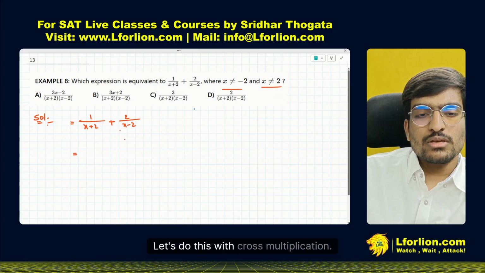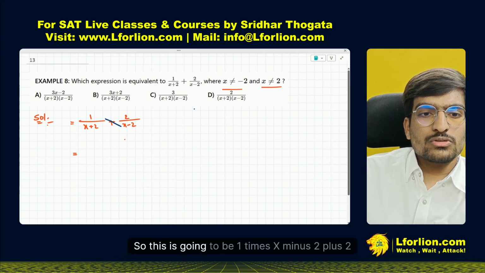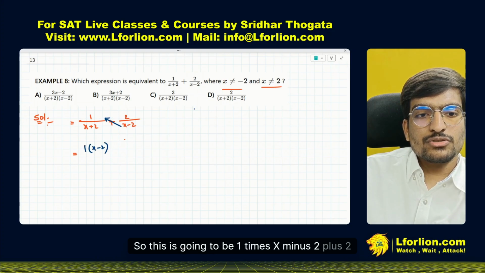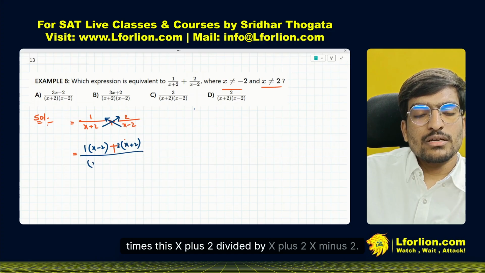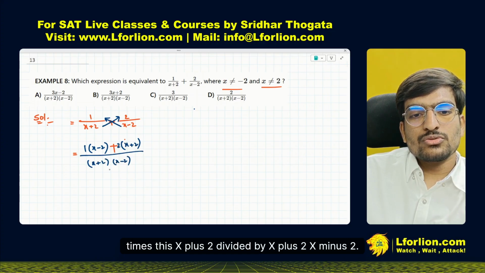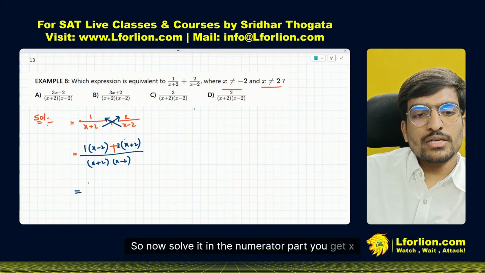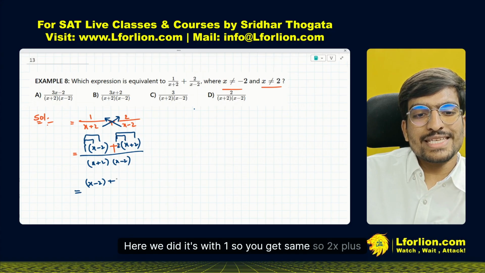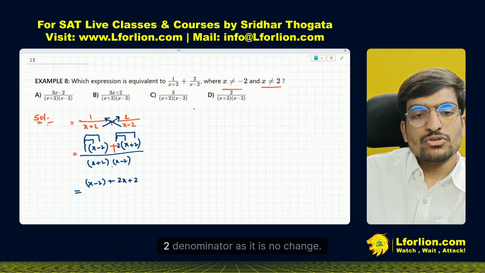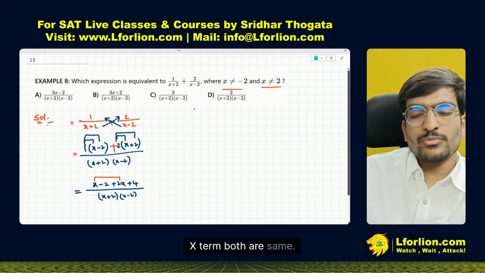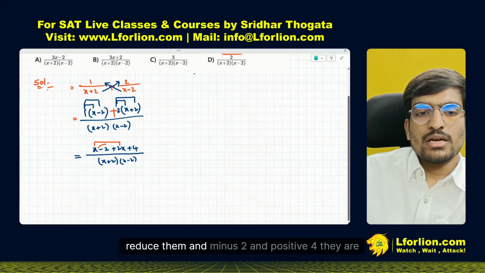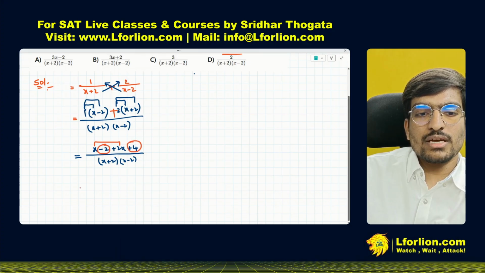Let's do this with cross multiplication. So this is going to be 1 times (x minus 2) plus 2 times (x plus 2) divided by (x plus 2)(x minus 2). Now solve it in the numerator part: you get x minus 2 plus, just solve this, 2x and then 2. Here we did it with 1, so you get the same. So 2x plus 2, denominator as it is, no change, and you see the x terms, solve them, and minus 2 and positive 4, solve them.